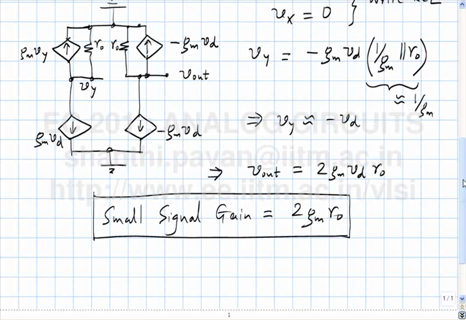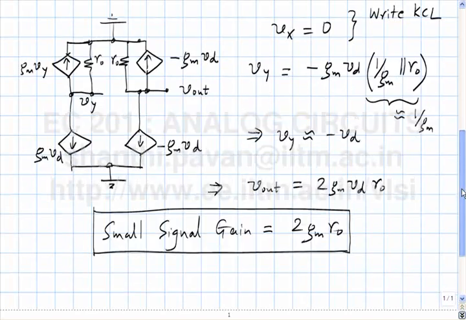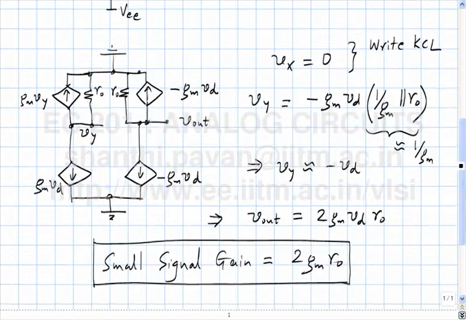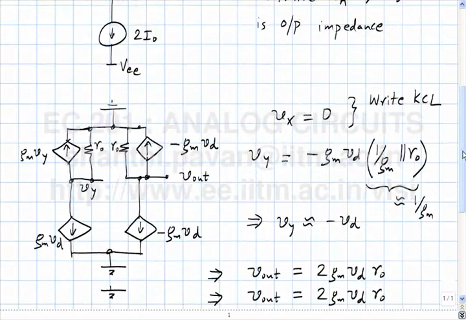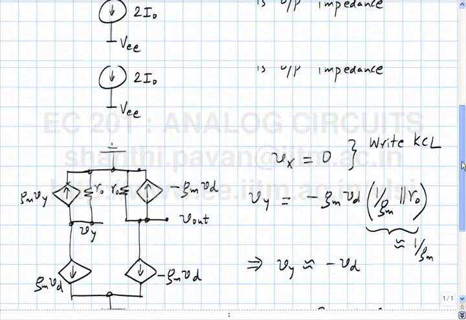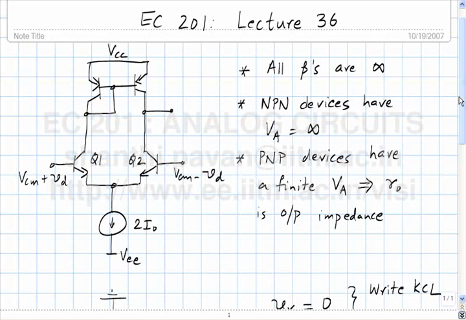All right, and as I said, all this calculation, this 2 Gm R0, is only valid when all the transistors are in their active region. Okay. So if the gain is very large, what does it mean for the potential at this node?